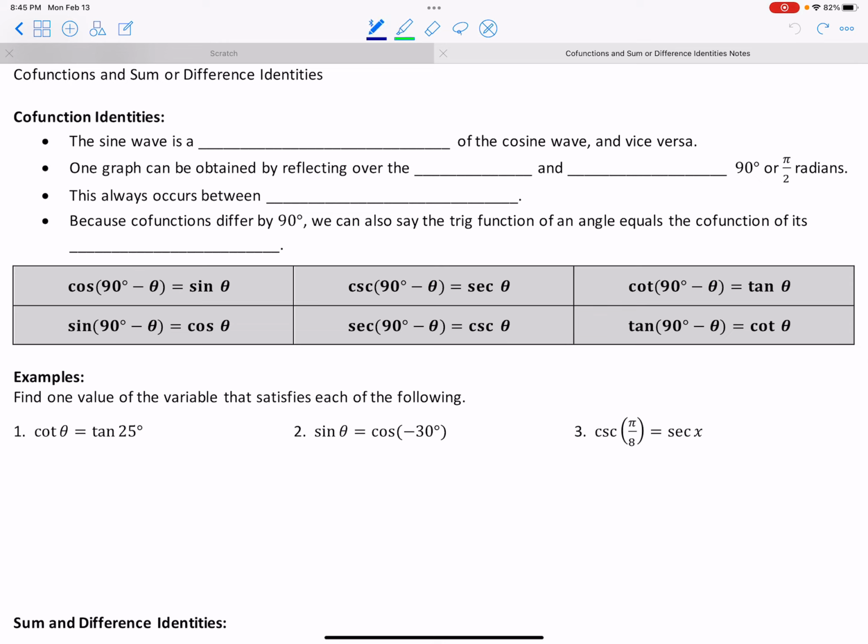In terms of transformations, we can say the sine wave is just a transformation of the cosine wave, and vice versa as well. There are many different transformations that we can make to get from one to the other, but one way is by reflecting over the y-axis and then translating, which is just shifting, pi over 2 radians or 90 degrees left or right, which is going to be the same shift. And those two transformations will map a function onto its cofunction every single time. So this connection always occurs between what we call cofunctions.